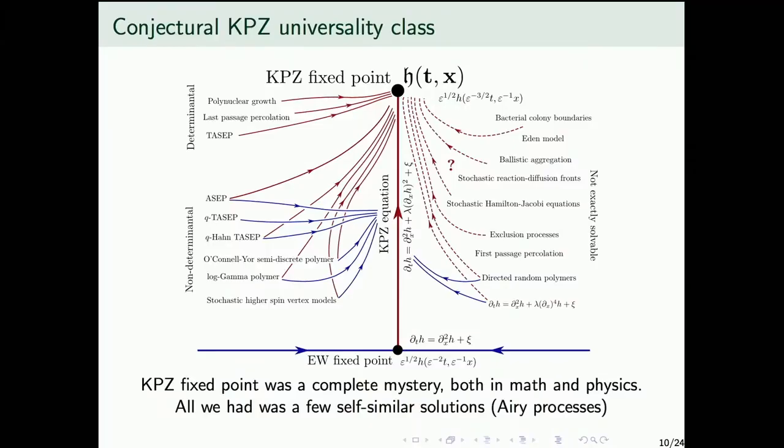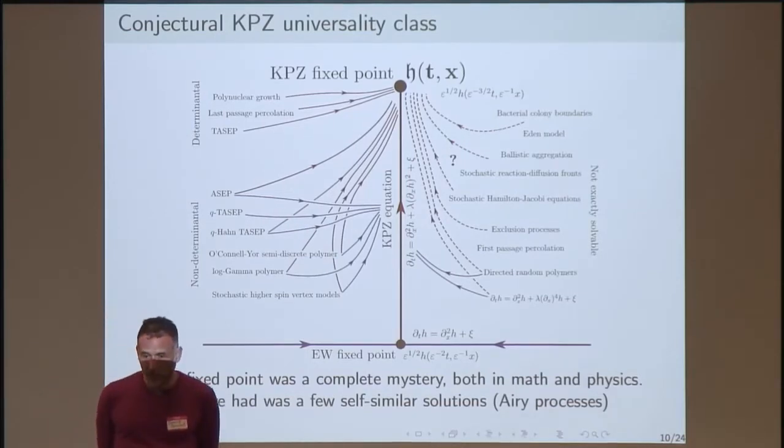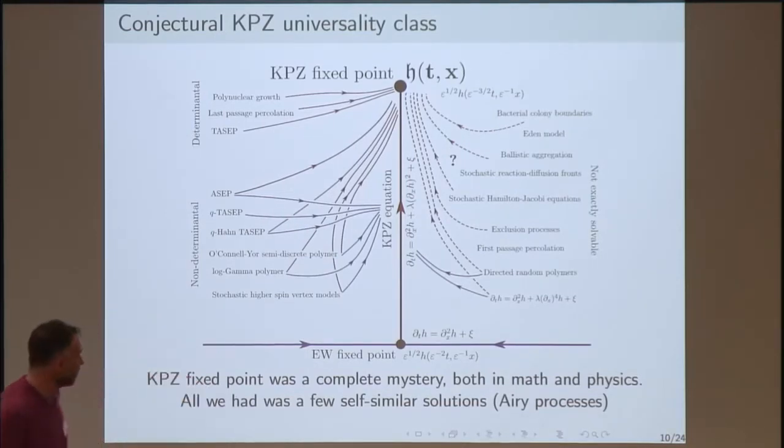Okay. Now what's really going on behind all this? What's really going on is that in all these models, you've got this scaling. It may not have been so obvious, but what you should really do is put a small parameter epsilon and rescale your height function like this in all cases. This is called 1, 2, 3 scaling.